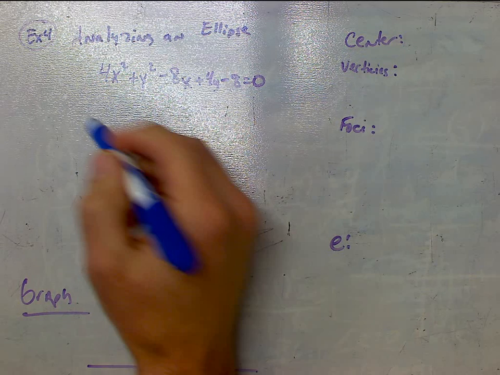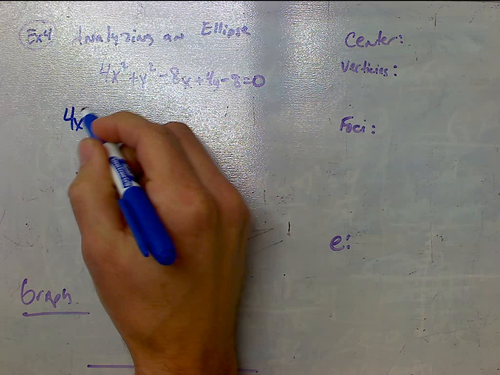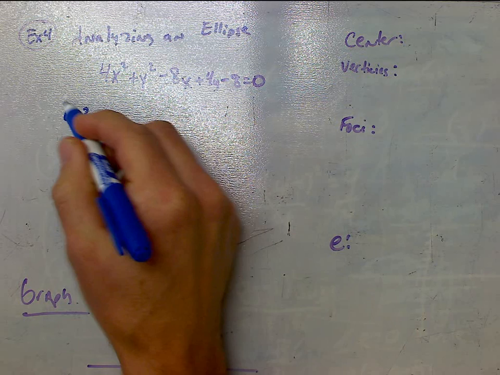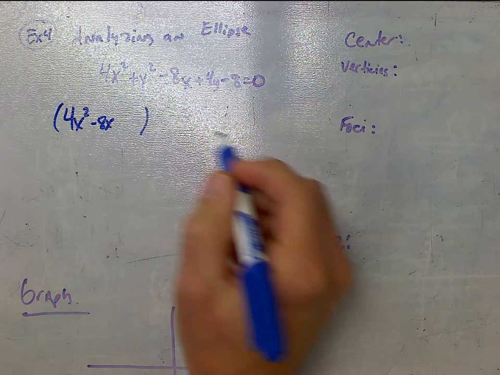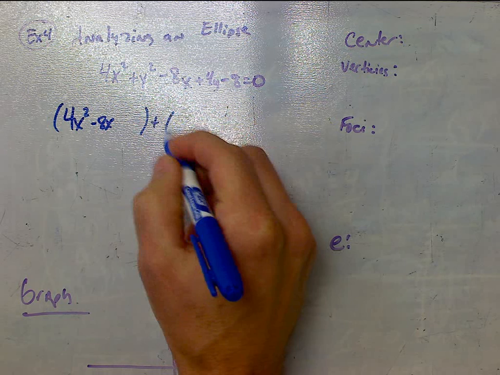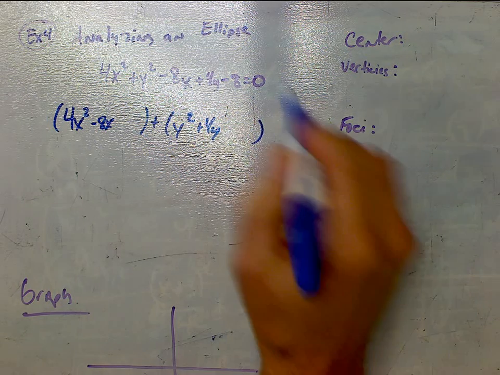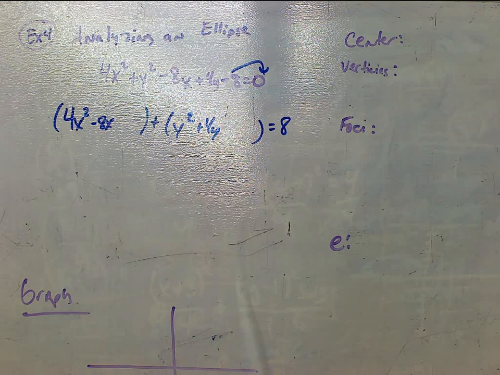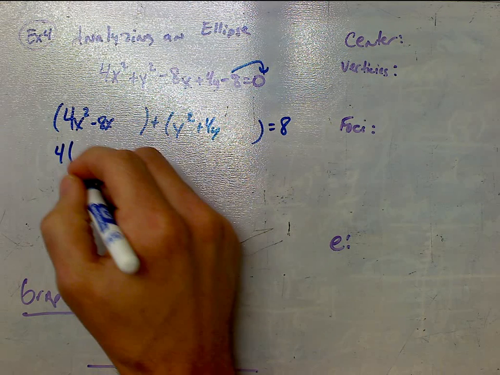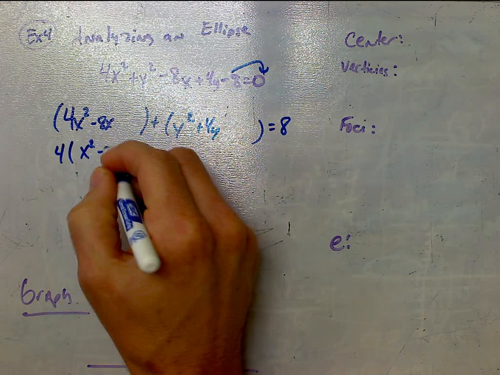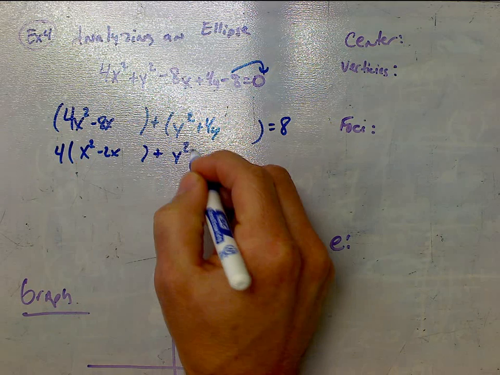we grouped the x's together, 4x squared minus 8x. We grouped the y's together, plus y squared plus 4y, and we moved the 8 to the side of the equation, so it looks like that. The common factor here is 4: 4 times x squared minus 2x, y squared plus 4y.